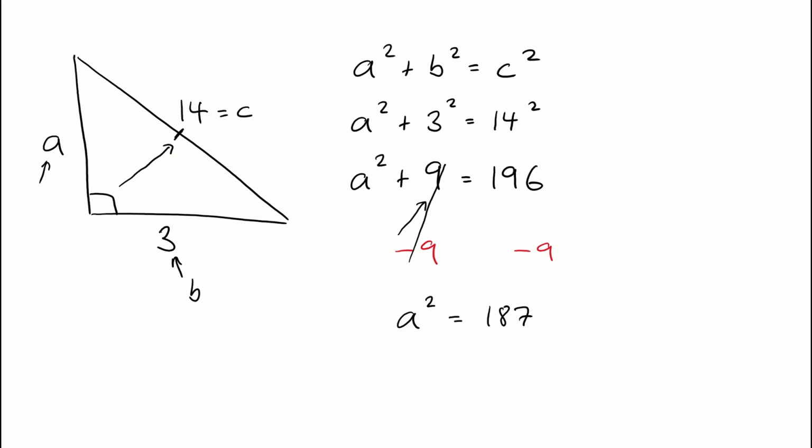Now, if I want to work out what A is, then I need to take the square root of both sides. So I can take the square root of this side and the square root of this side, and doing that, we'll get rid of that little squared bit that I don't like. So I'm just left with my A now, which is exactly what I need. And if you take the square root of 187 in a calculator, you should get 13.7. So this A side here is 13.7 in length.